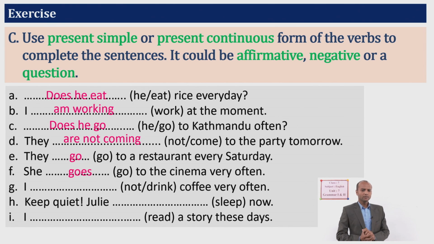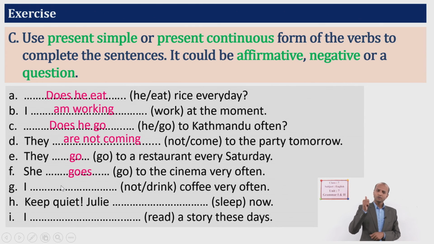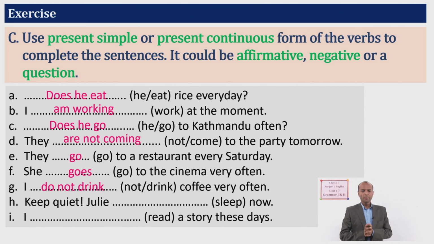G, I dot dot dot not drink coffee very often. Again very often is there, but you have to add this negative sentence. So what should be there? I don't drink coffee very often, or you can say I do not, whatever. Second last, H number, keep quiet. Why? Remember I said how you have to use it. Julie dot dot dot sleep now. Is sleeping. Good.